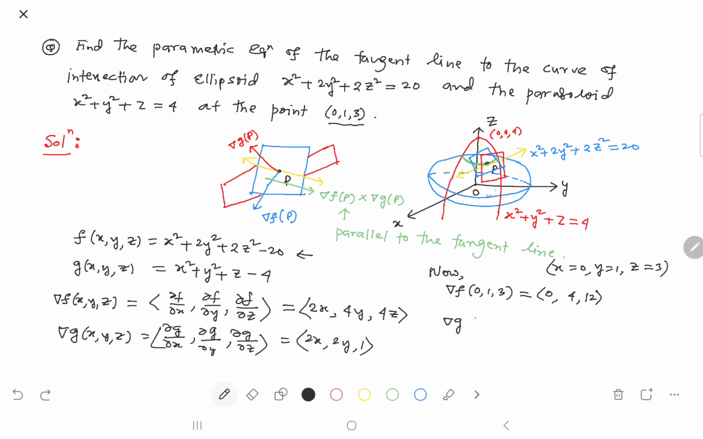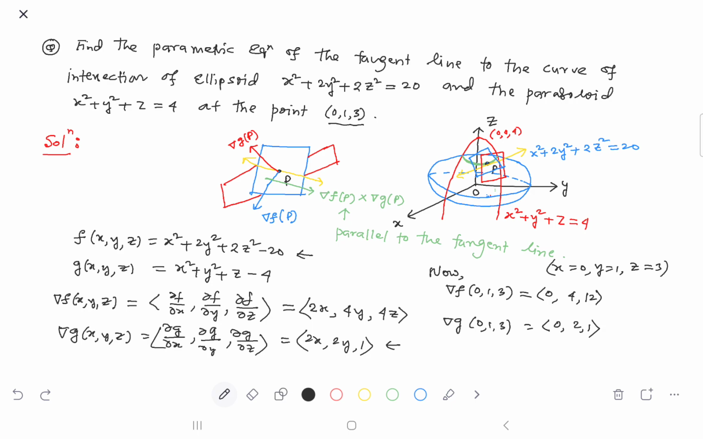So gradient of g at 0, 1, 3: I am just putting x equal to 0, y equal to 1, and z equal to 3 in the formula. Then here we get 0, then 2, and 1. So these are the two gradient vectors of the functions f and g at the point 0, 1, 3.